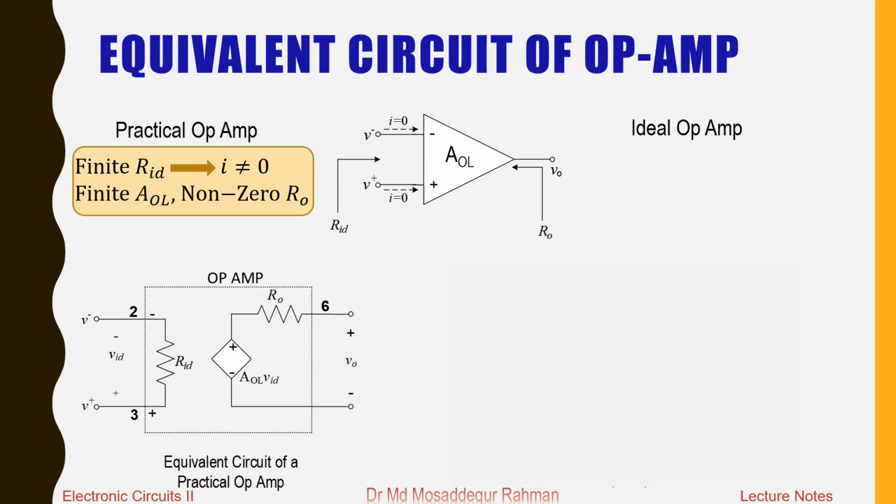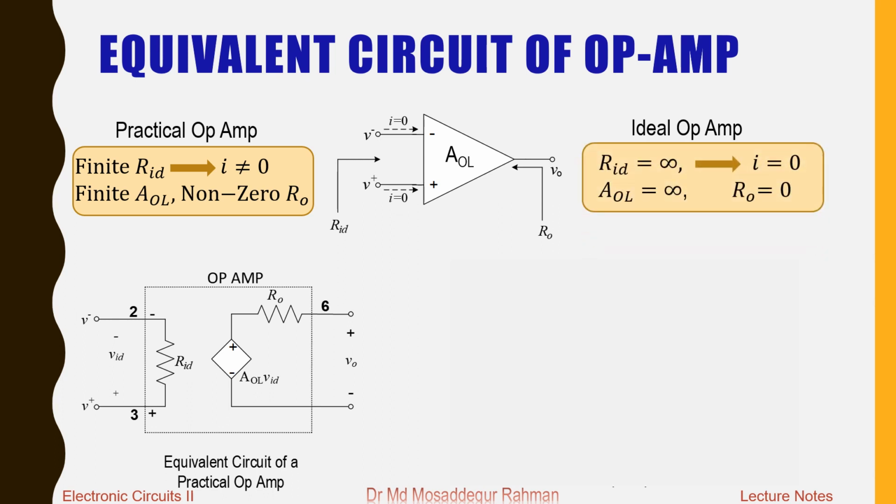So now that we have learned the equivalent circuit for a practical op-amp, we'll see how we can draw the equivalent circuit for an ideal op-amp from that of the practical op-amp. So the features that we have for an ideal op-amp: the RID is infinite. We have infinite input resistance. For practical it was finite. So the infinite input resistance means that the current should be 0. The open loop gain is infinite, and also the output resistance is 0, right?